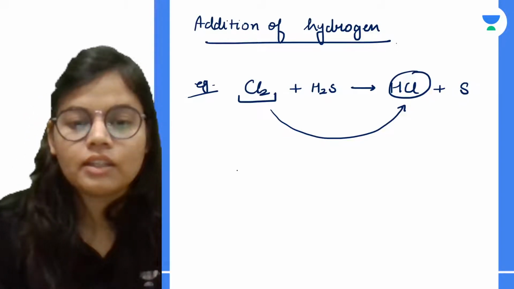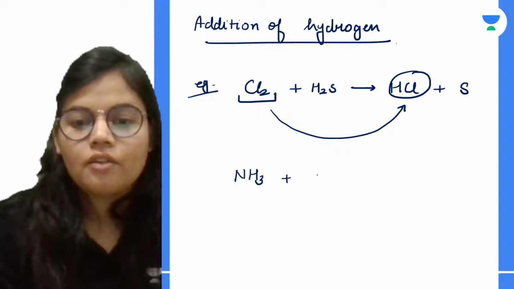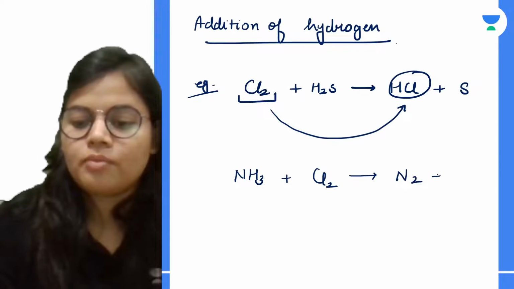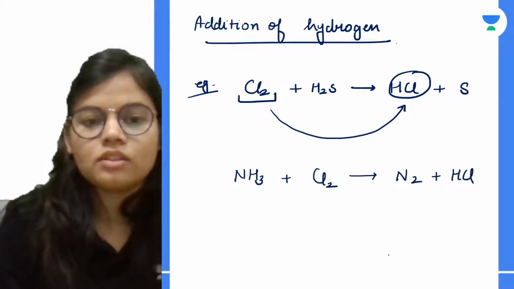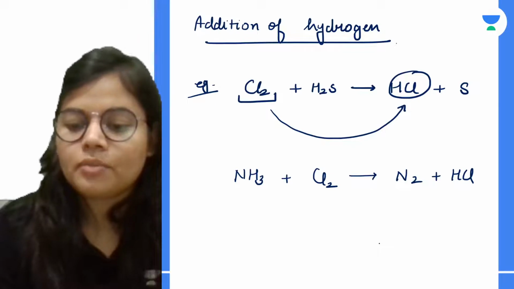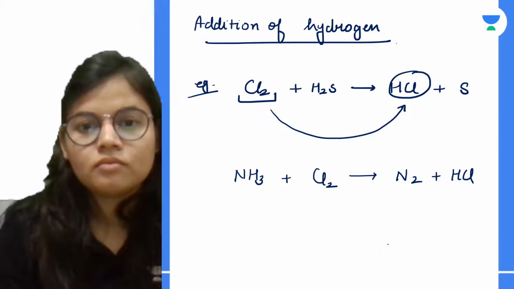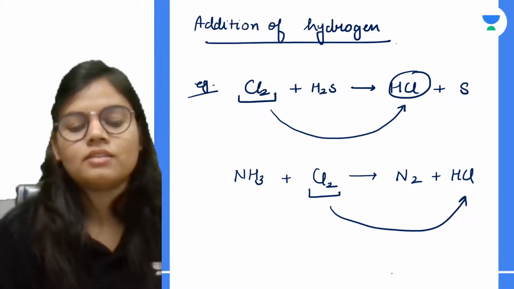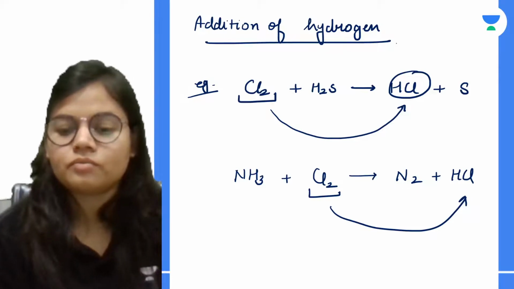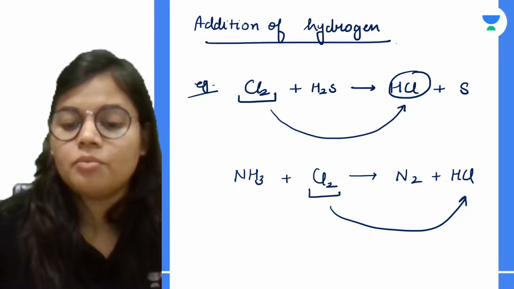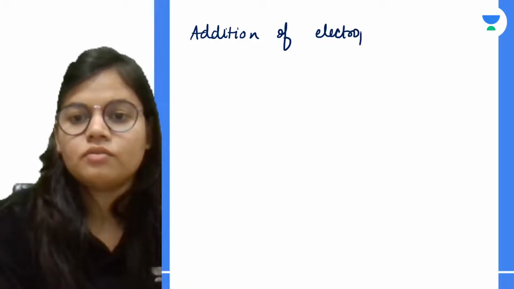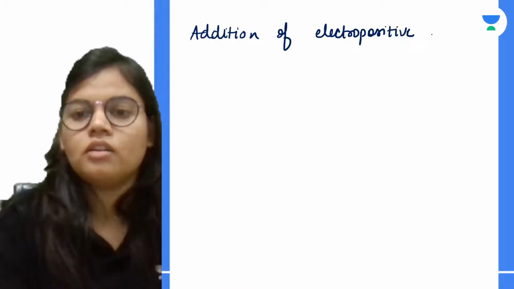Similarly, let's take another example. If I am having ammonia which reacts with chlorine, what do I get? I get nitrogen plus HCl. Of course, this is not the balanced equation. So what is happening? Again, gain of hydrogen, and therefore it is termed as reduction. And the last definition will be addition of electropositive element or ion.